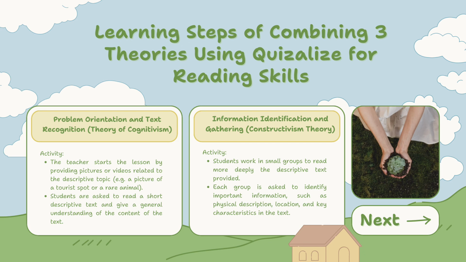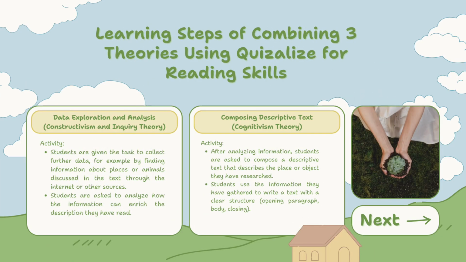The second is information identification and gathering, adapted from constructivism theory. The first activity is students work in small groups to read the descriptive text provided more deeply. And each group is asked to identify important information such as description, location, and key characteristics in the text.